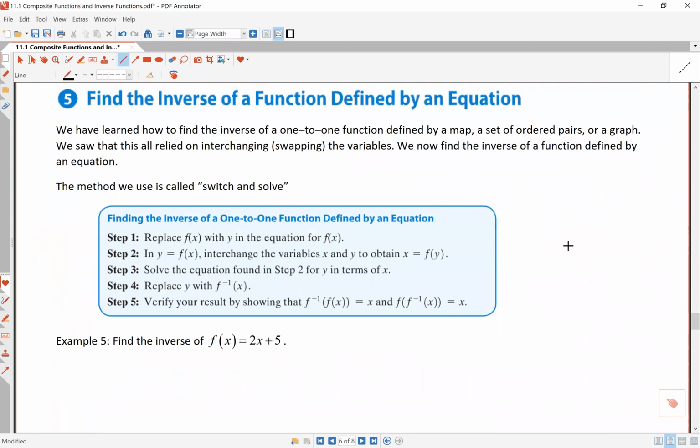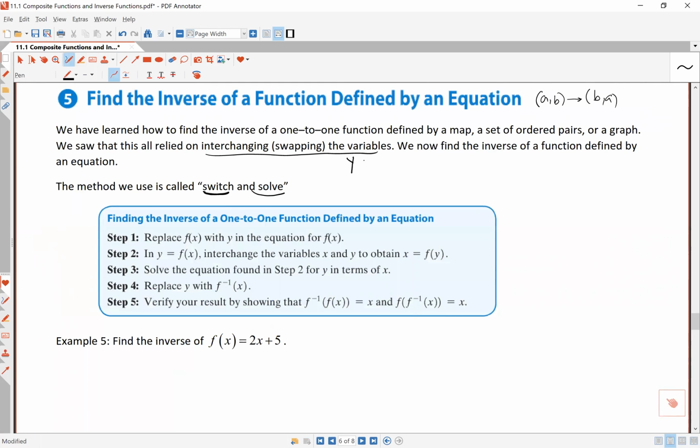We've learned how to find the inverse of a one-to-one function defined by a map, a set of ordered pairs, or a graph. Finding the inverse function amounted to understanding that if (a, b) is on the graph of the function, then (b, a) is on the graph of its inverse. We saw it all relied on interchanging or swapping the variables. We now find the inverse of a function defined by an equation doing the same thing. Switch your variables and solve for the new function.